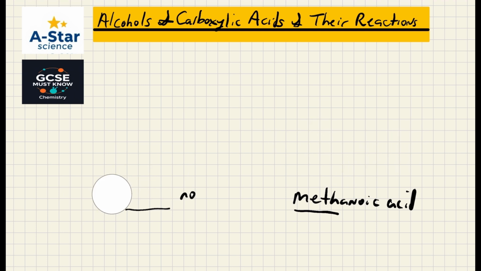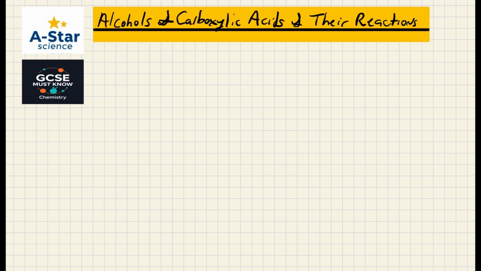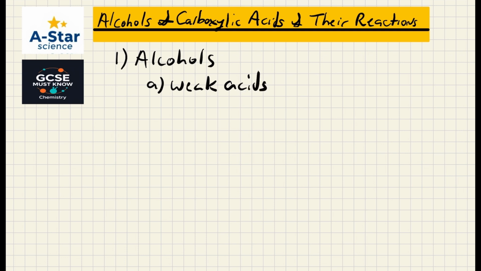So let's start talking about the alcohols first and the reactions of alcohols. Now we should know that alcohols actually are weak acids. And that's because of that H plus that is at the end. So alcohols are weak acids, but they can also act as weak bases. You don't really need to know this for GCSE, but for those of you who are going to move on to A-level chemistry, you need to be aware of this particular property.